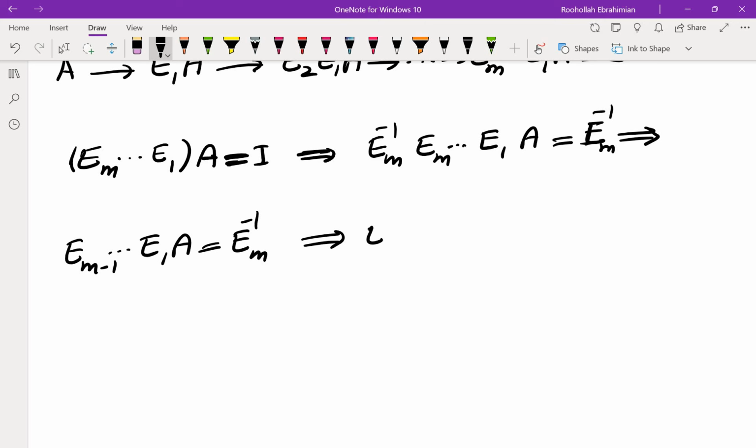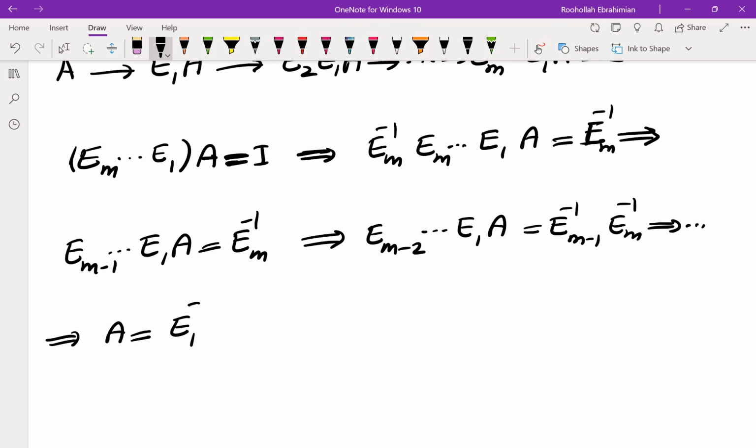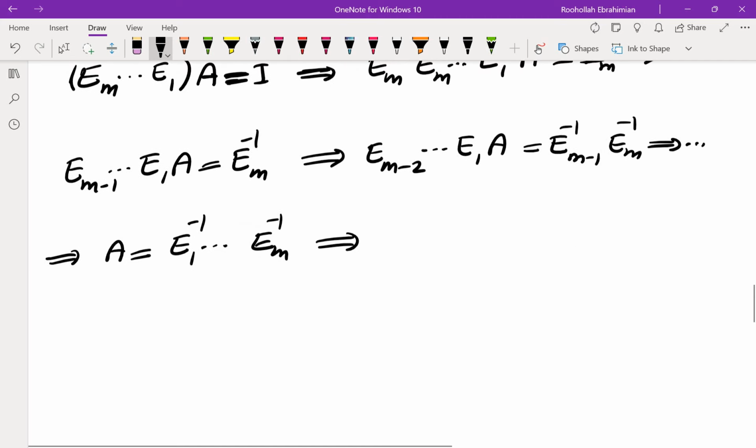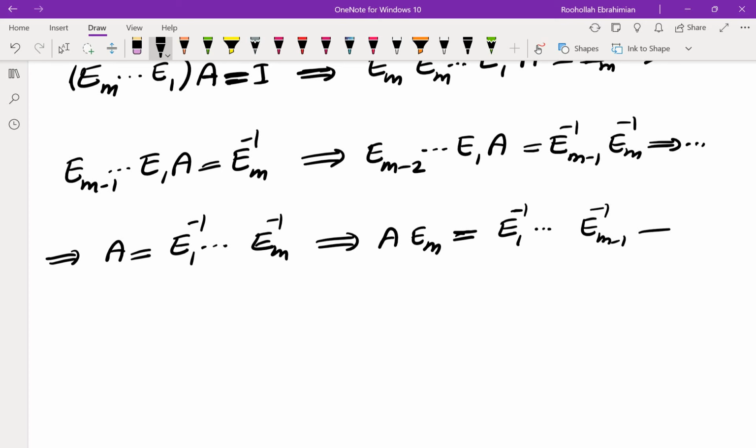Multiply by E_{m-1} inverse, we get E_{m-2}...E_1 A equals E_{m-1} inverse E_m inverse. So if you continue with this, you end up getting A equals E_1 inverse all the way to E_m inverse. Now multiply by E_m from the right. You get A E_1 E_m equals E_1 inverse all the way to E_{m-1} inverse. Continue with this, you end up getting A times E_m all the way to E_1 is identity.